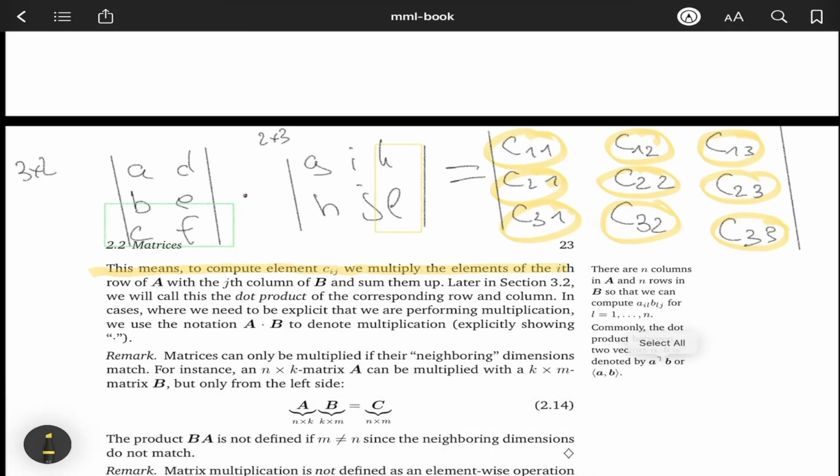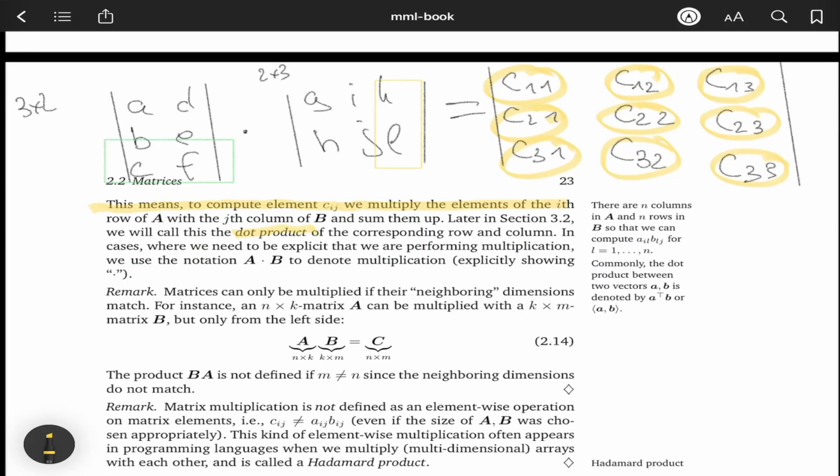And each time we move that, we can construct 9 different dot products from these two matrices. Okay, we call them dot products. In cases where we need to be explicit that we are performing multiplication, we use the notation A dot B to denote multiplication.